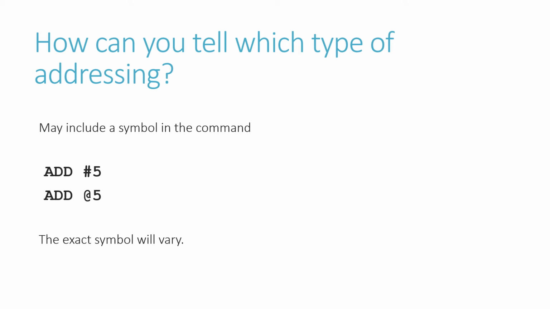Okay, so I've talked about four different types of addressing. How can you tell which type you're using? Well, if you're using LMC, it's easy because we always use direct addressing, the other kinds we just don't use in LMC. It might come up in the exam, and what we sometimes see is in other assembly languages there are symbols which are included, and the symbol tells you which type of addressing to use. The exact symbol will vary between different assembly languages, so you don't have to learn these.